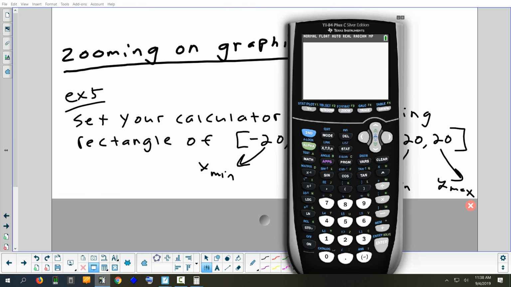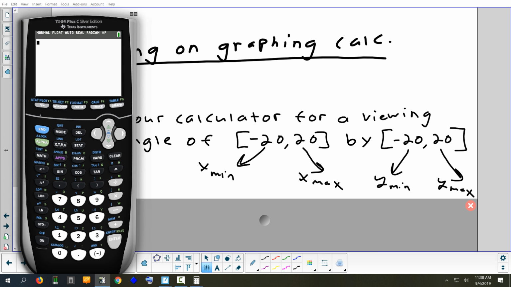So, on your calculator, what we're going to do is set a window from -20 to 20 and -20 to 20. What I want to do, so everyone's in the same spot, is start out by pressing, after you turn it on, zoom, and we're going to go 6. Zoom 6 says zoom standard. What zoom standard does is it sets your window from -10 to 10 on the x-axis and -10 to 10 on the y-axis. It's basically just a starting point.